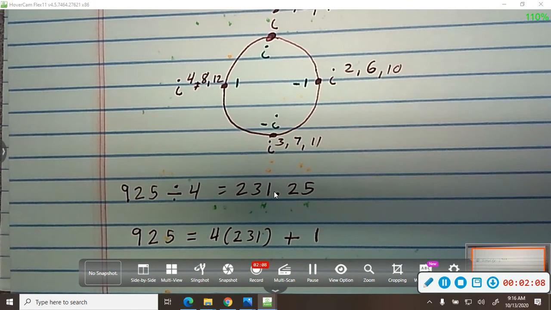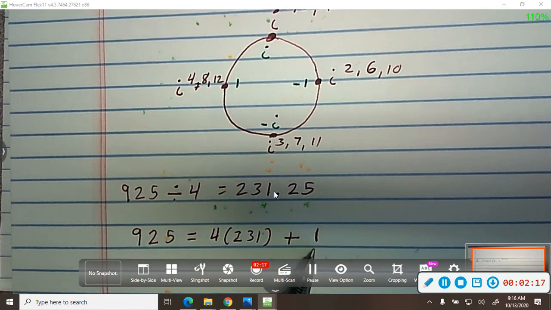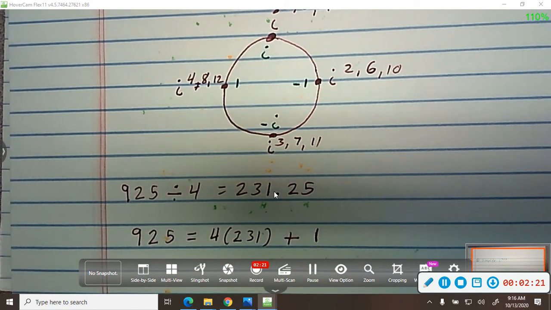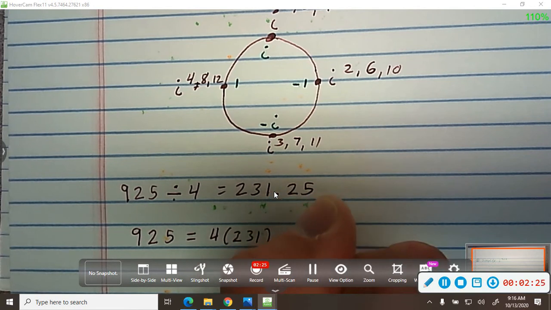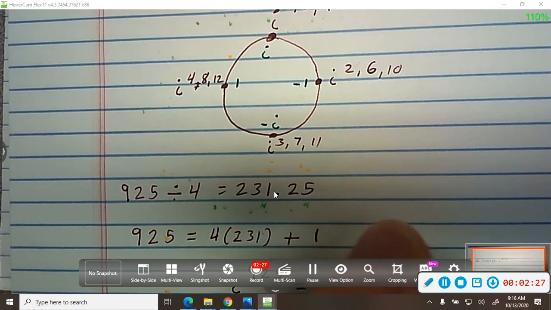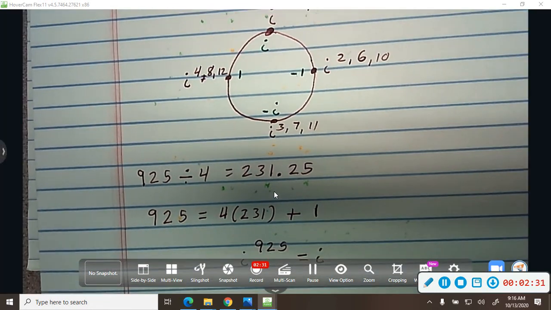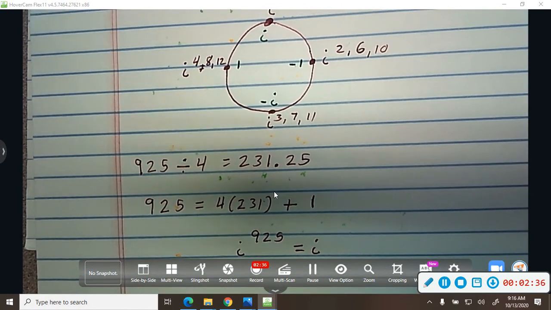What that means is that if I go around this 231 times, I end up here. But I need to go around one more time, so I'm going to end up here. So I can say that i to the 925 is i. You see how I did that?